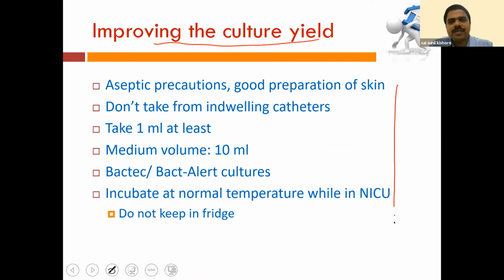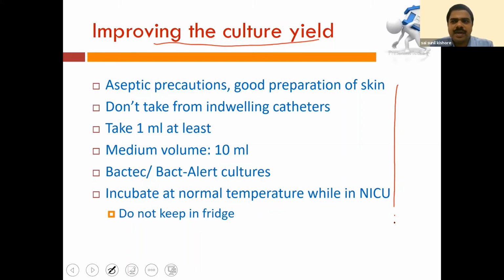Now, as compared to conventional cultures, most of the units and most of the labs are using BACTEC or BacT/ALERT cultures, where the yield is much higher, and you will also get the report earlier.